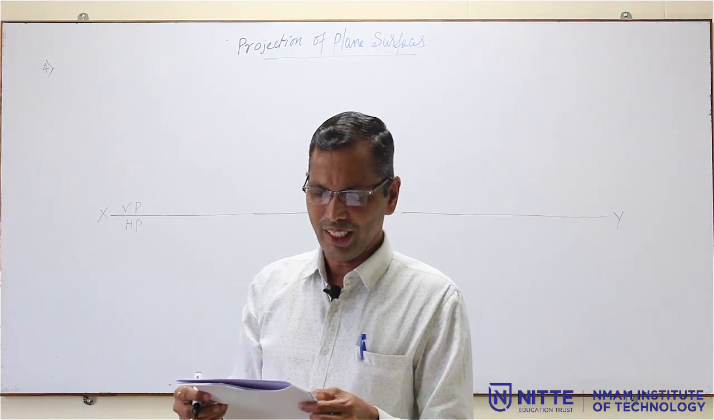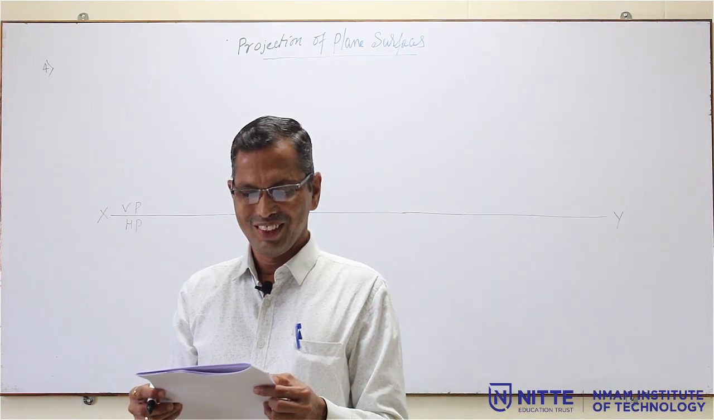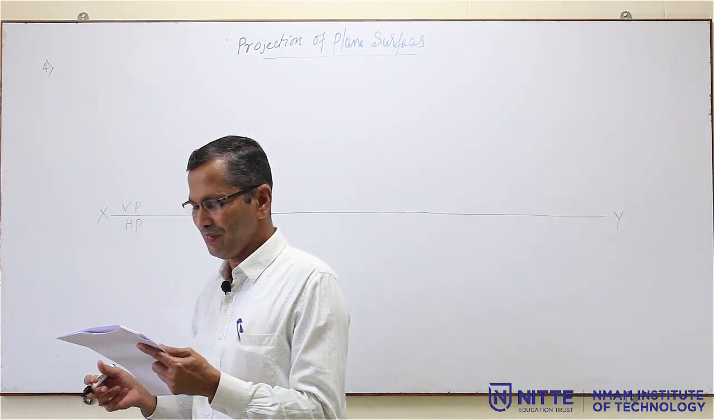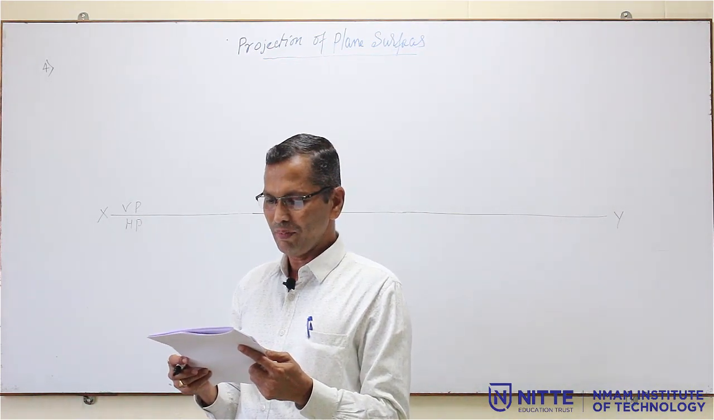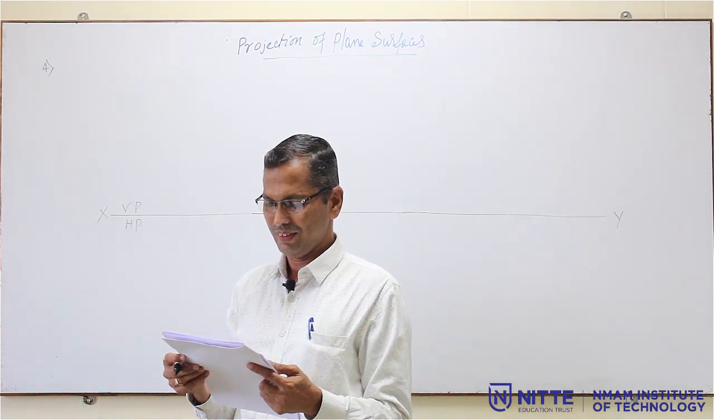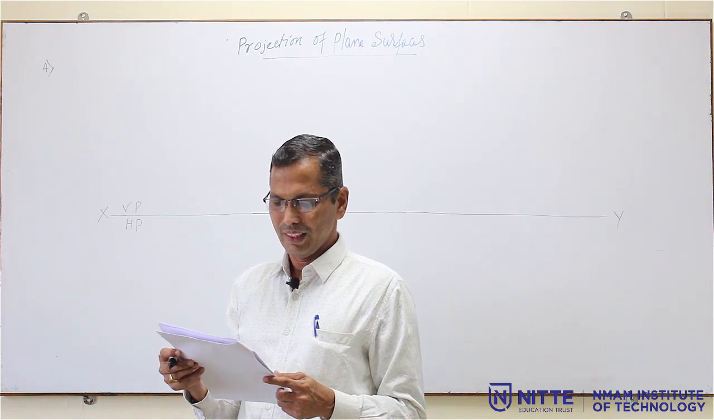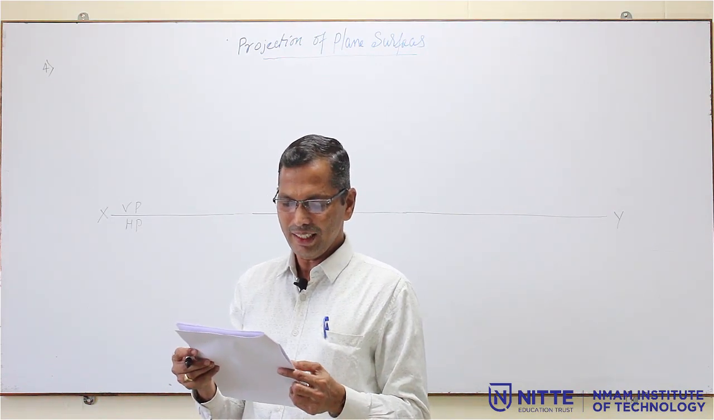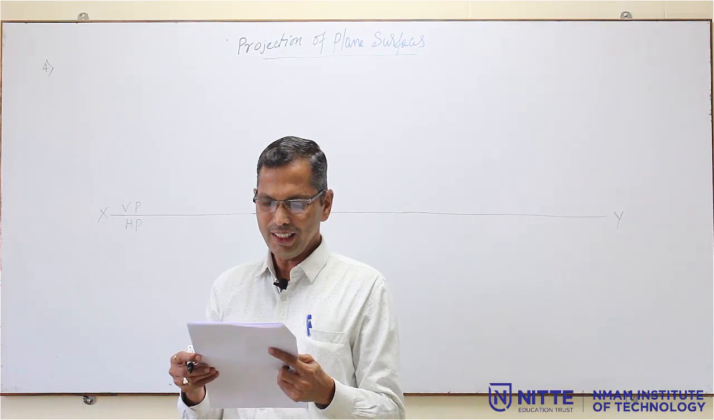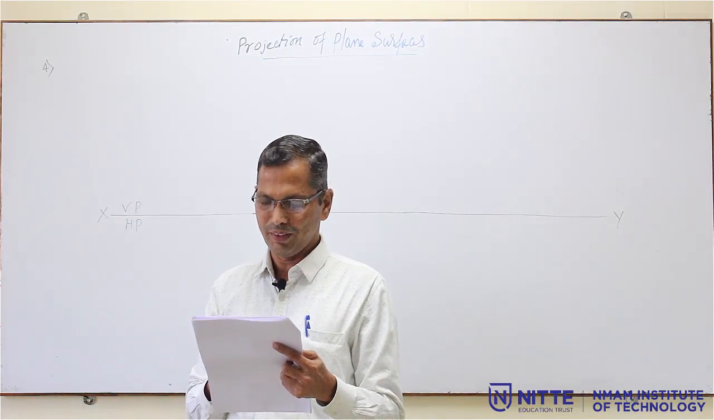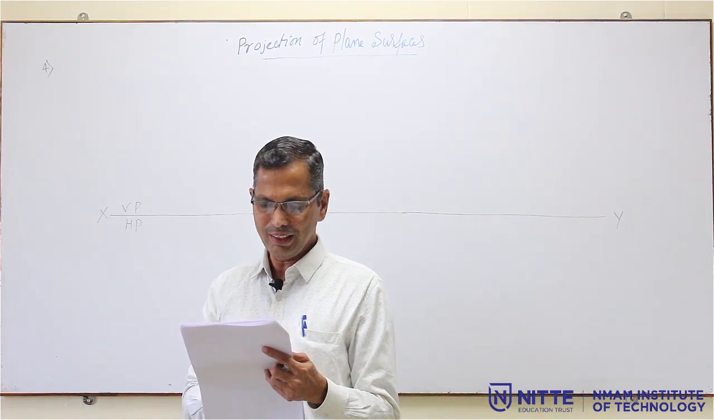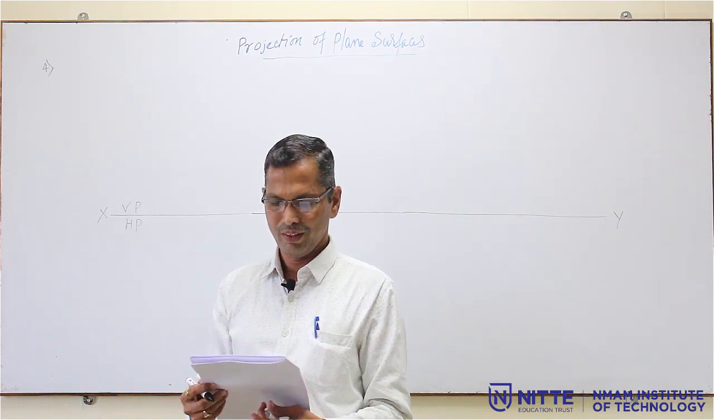So, we will move to the next problem. A hexagonal lamina of 30 mm side rests with one of its edges touching VP and the surface inclined at 45 degrees to it. The diagonal is inclined at 30 degrees to HP. Draw the top view and front view of the lamina in its final position.